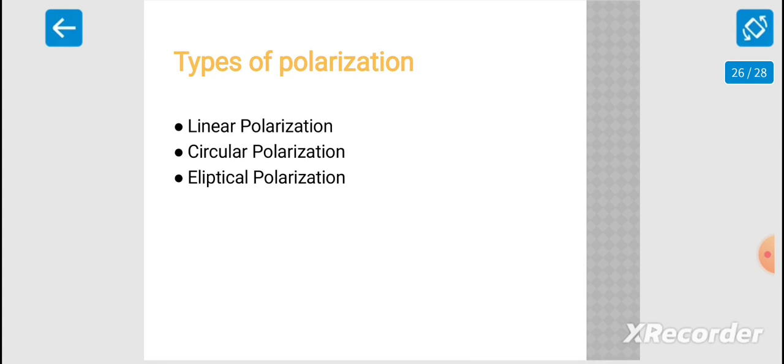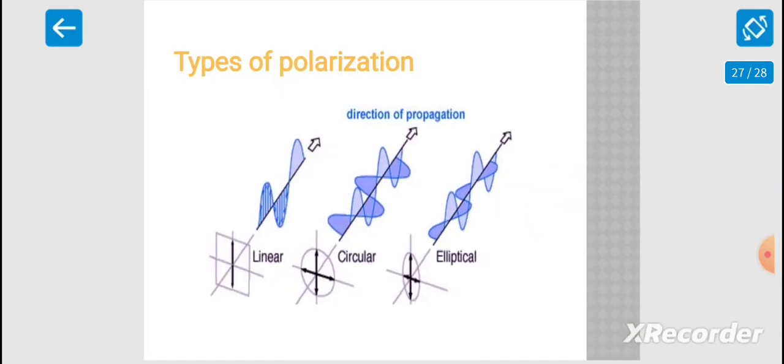Polarization has three types: linear polarization, circular polarization and elliptical polarization. In linear polarization, the electric field as a function of time remains along a straight line. It may be only the Ex component or only the Ey component, or both Ex and Ey components in phase. That is linear polarization.